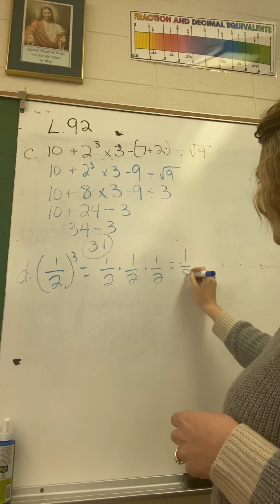E says 0.1, and they put parentheses around it, to the second power, which is the same thing as saying 0.1 times 0.1. So you just do the multiplication. Count your decimals. There's 2, 1, 2. Put your decimal in, and you're done.